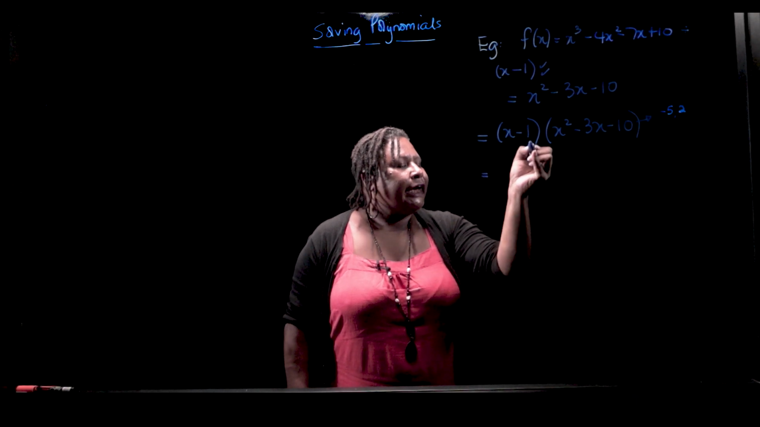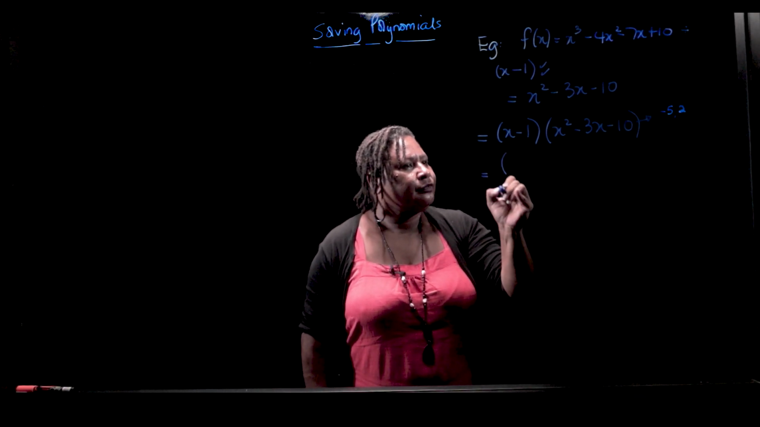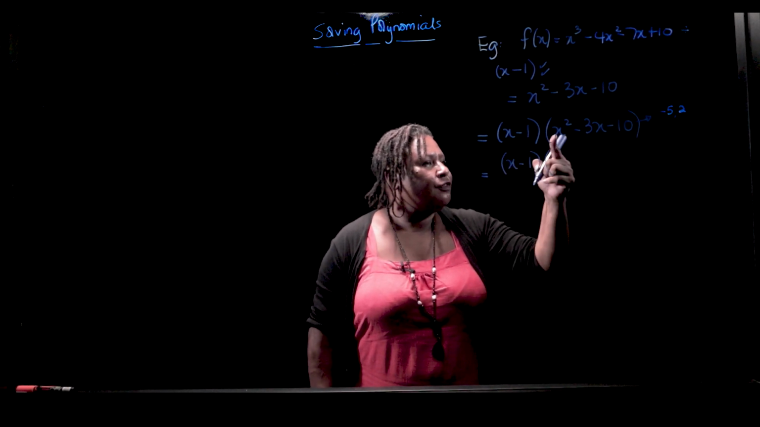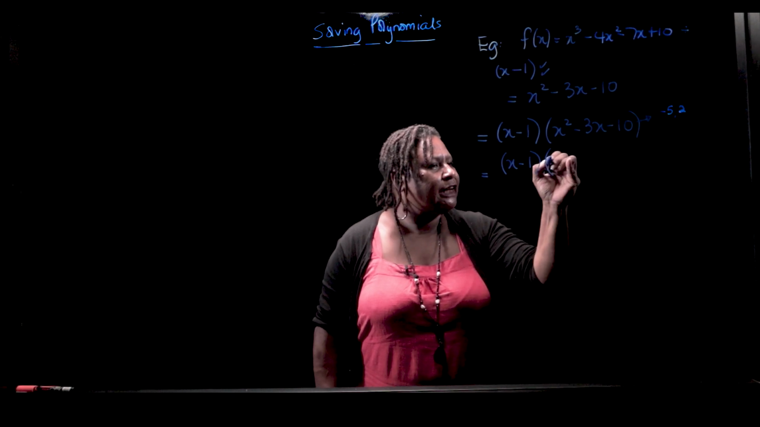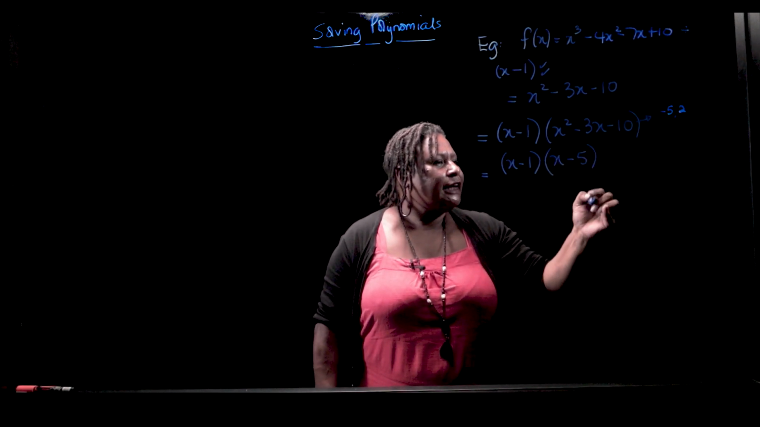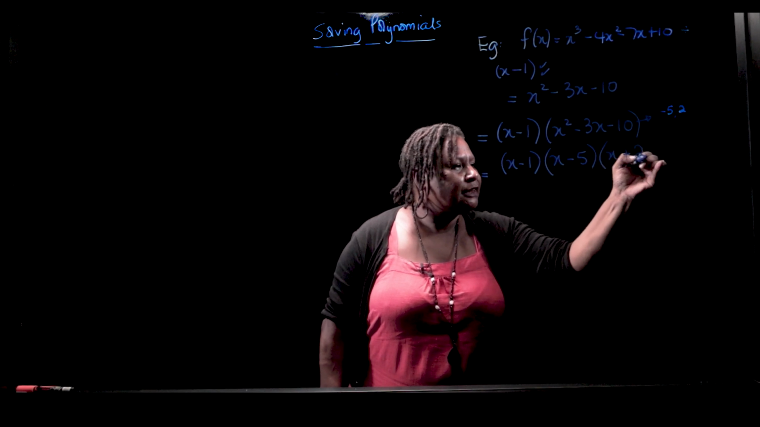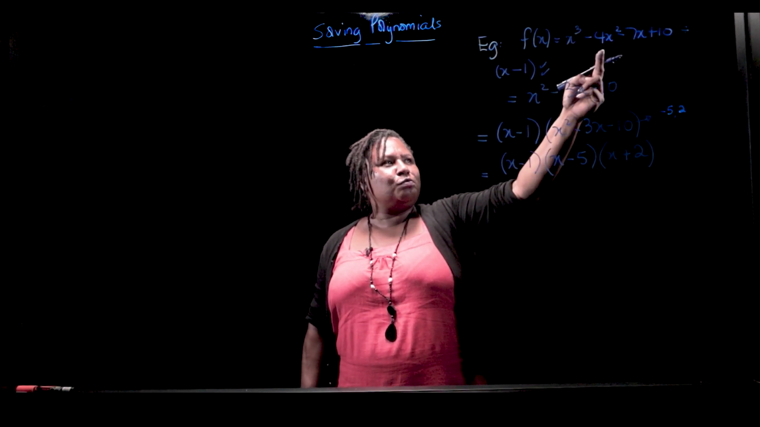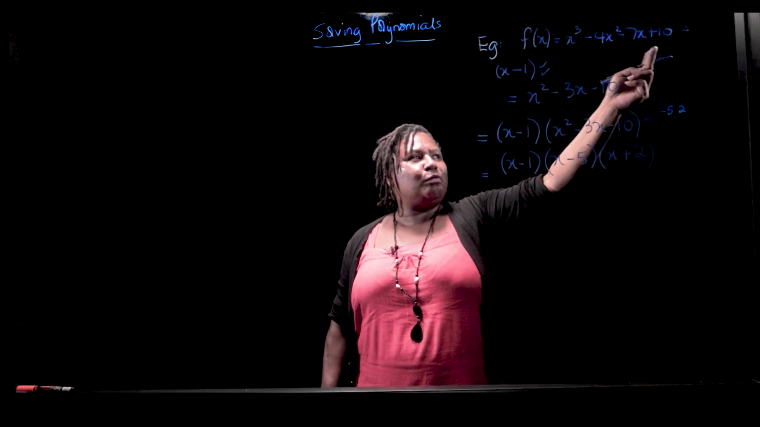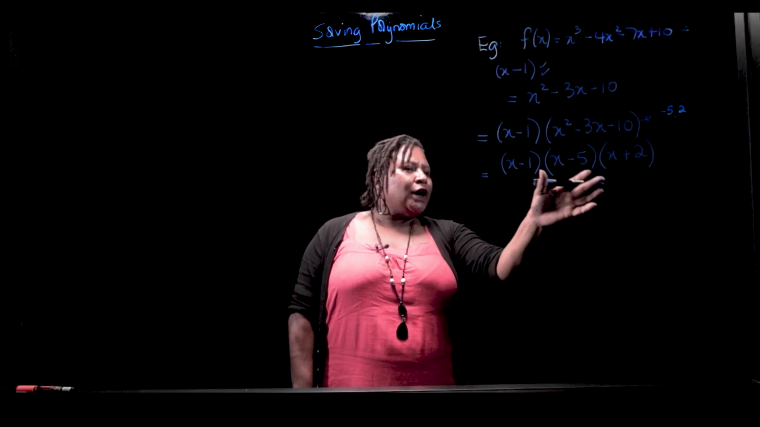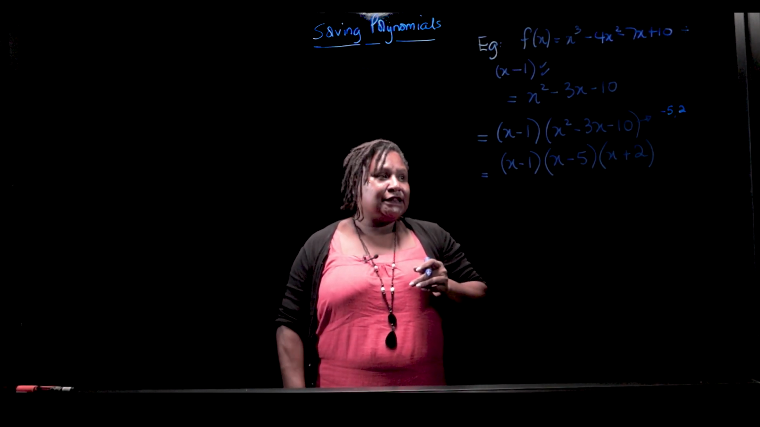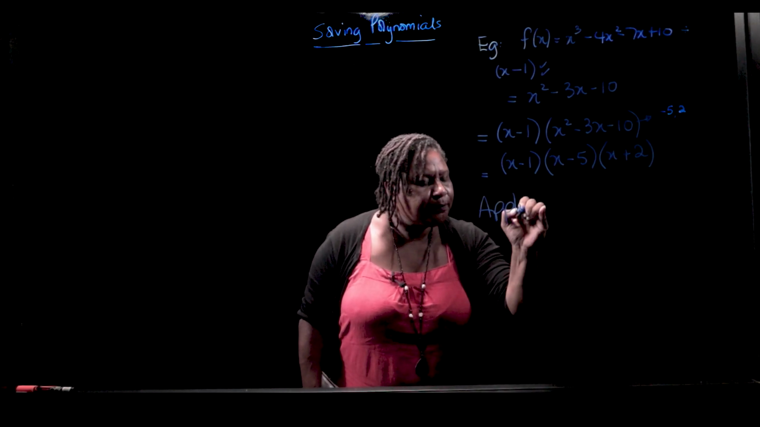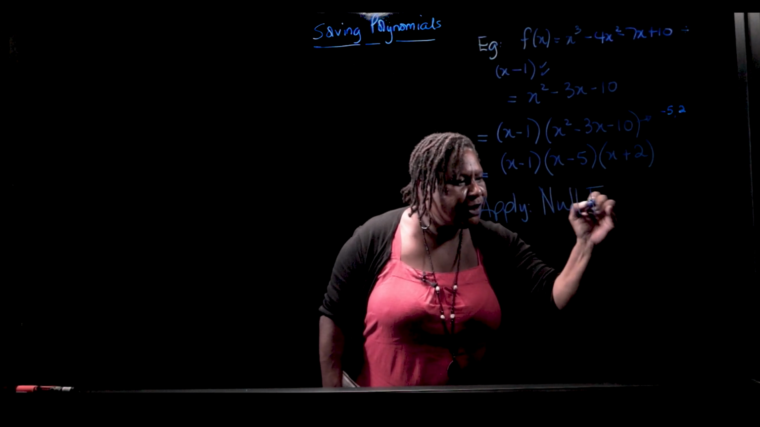So the function is equal to x minus 1 and the factors of x squared minus 3x minus 10. We have x minus 5 and x plus 2. So we have completely factorized the function x cubed minus 4x squared minus 7x plus 10. Okay? Once we have identified our linear factors, in order to solve the equation, we need to apply the null factor law.